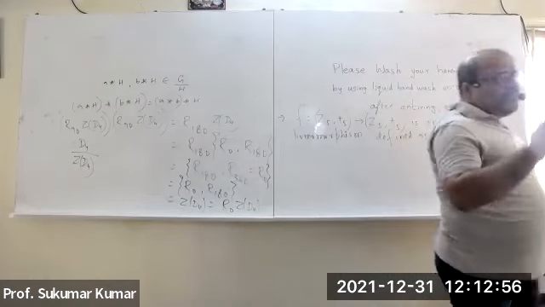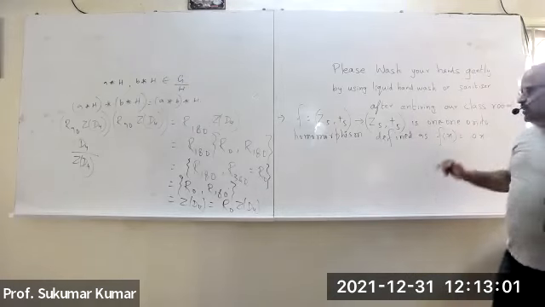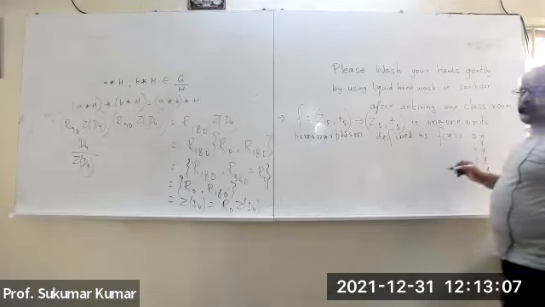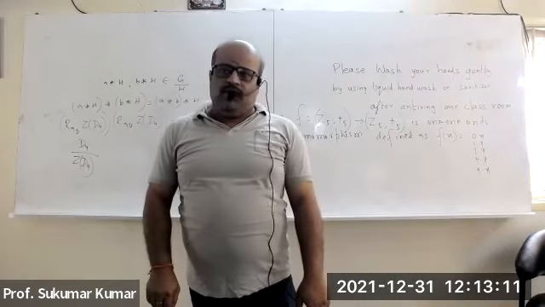So Z5 has elements 0 to 4: 0, 1, 2, 3, 4. So the possible functions will be 0x, 1x, 2x, 3x, 4x. You have to put the values and check which one is one-one, onto and a homomorphism.